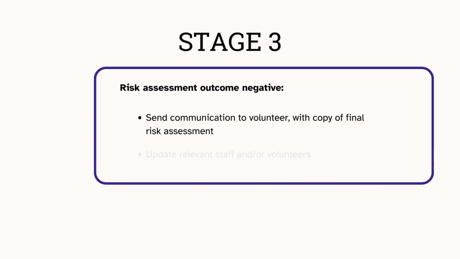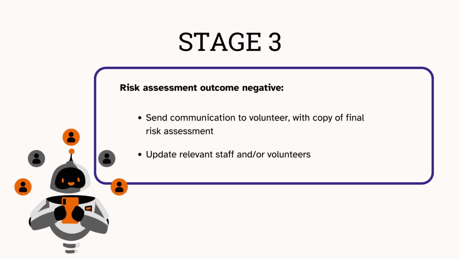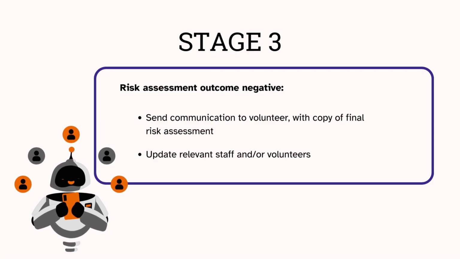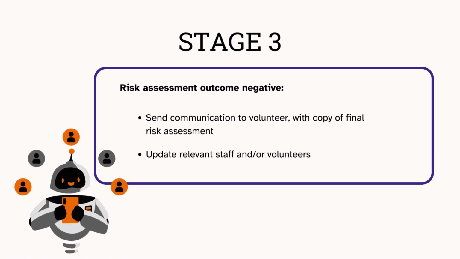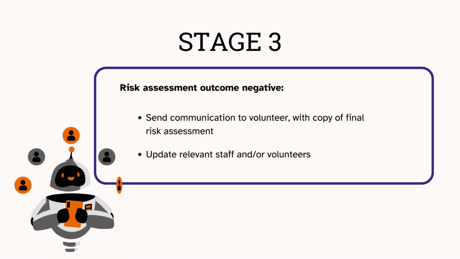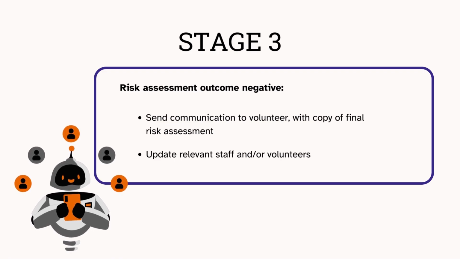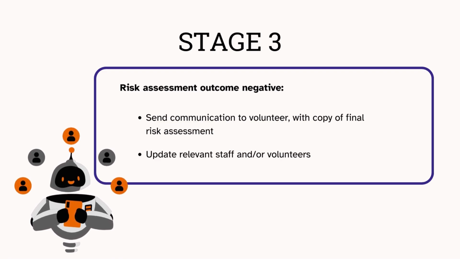You may also need to update other relevant people. Make sure this is limited to people who actually need to know, and only provide the minimum level of information required in each case. Often it's enough to just state the outcome of the risk assessment, without going into details about the volunteer's situation or the reasoning behind your organisation's decision. It's also a good idea to let the volunteer know what information you'll be sharing, with whom, and why.